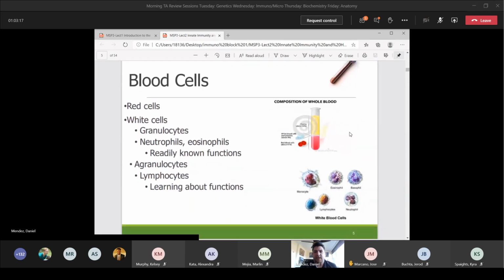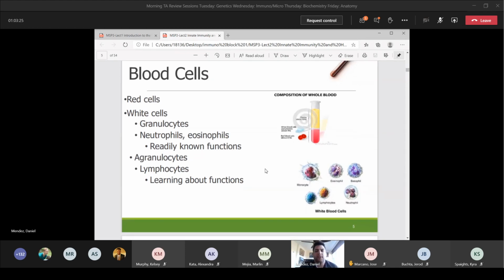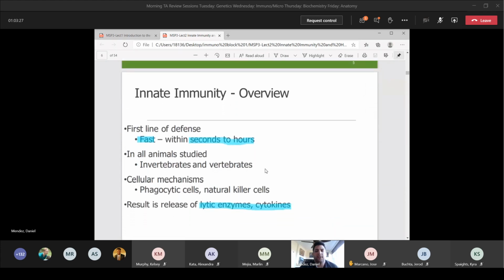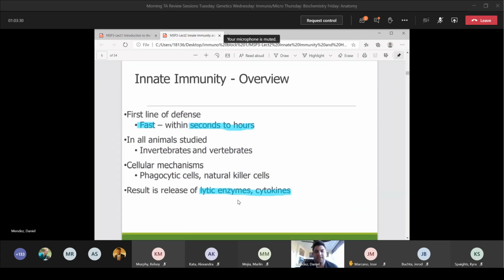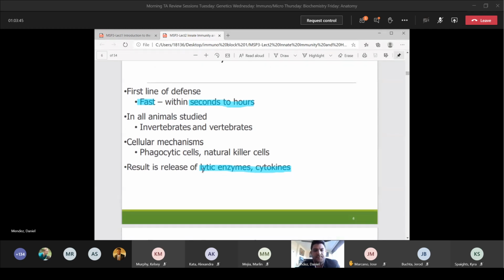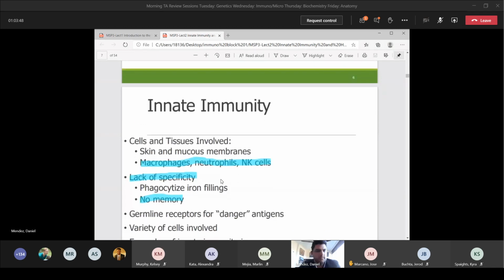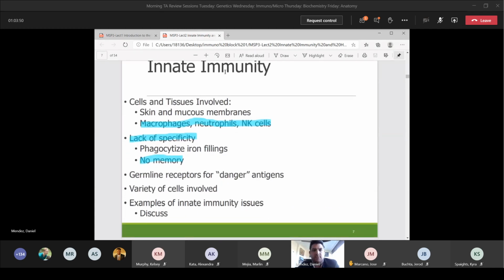So again, here we see that little diagram, the composition of blood. You definitely need to have that in the back of your mind, because she did throw us that curveball last year that no one was expecting. Innate immunity, an overview. Once again, you've seen this. You saw this in the first lecture. It's fast, within seconds to hours. It's going to be your phagocytic cells, your NK cells, so your macrophage, your dendritic cells, your NK cells, and your neutrophils. So once again, the immune cells are going to be the macrophage, the neutrophils, and NK cells.